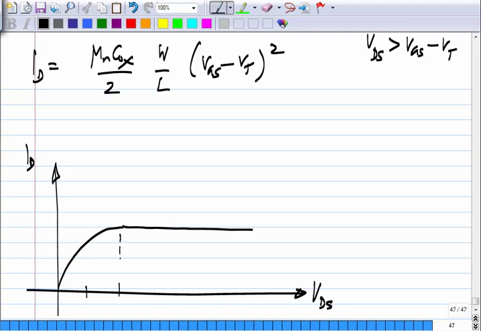It is parabolic up to VGS minus VT, and then after that it remains constant. Okay. So, what is the incremental resistance? What is Y22 of the MOS transistor according to this model? 0. But okay, this model is wrong. It turns out that it does not quite look like this, it has some slope. This was too good to be true, you knew that, right?